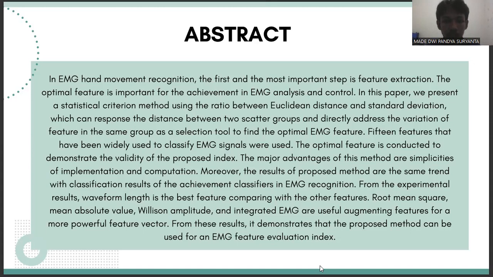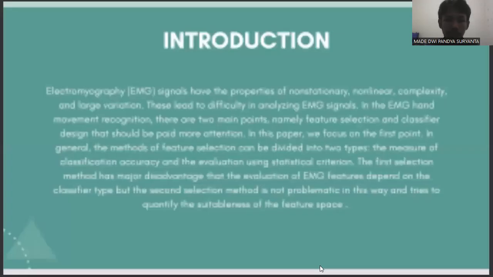From the experimental results, waveform length is the best feature compared with the other features. Root mean square, mean absolute value, Willison amplitude, and integrated EMG are useful augmenting features for a more powerful feature vector. From these results, it demonstrates that the proposed method can be used as an EMG feature evaluation index.